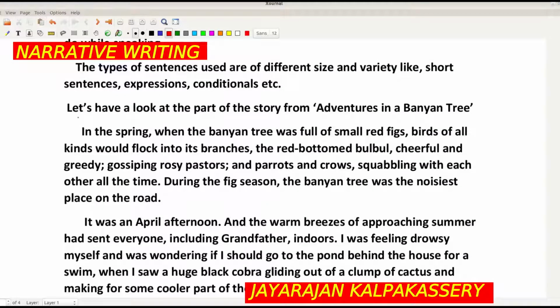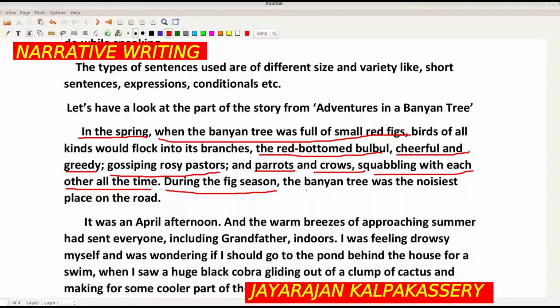Here is another one. Let's have a look at the part of the story, Adventures in a Banyan Tree. In the spring, so the setting is given. When the banyan tree was full of small red figs, as a time of action is given, birds of all kinds would flock into its branches. And after that, while giving details about those things, he is giving the red-bottomed bulbul. Adjectives are used. The red-bottomed bulbul, cheerful and greedy. Again, adjectives are used. Gossiping rosewood pastures, parrots, crows, squabbling with each other during the fig season. Again, setting. The banyan tree was the noisiest place.